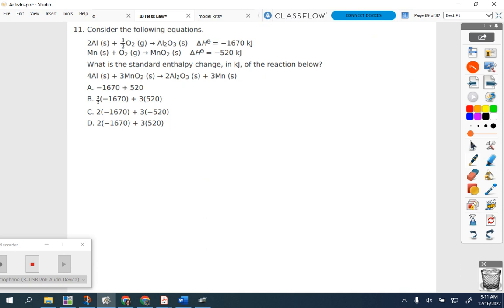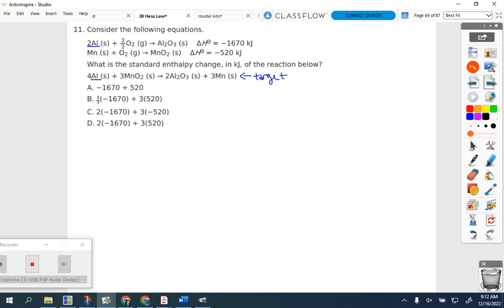All right, number 11. So this is basically another Hess's law, right? We've got 2 known equations and 1 target equation. So what we're going to do is look for the substances of the target equation in our known equations in order to figure out if we need to flip them or multiply them. So I see that I have aluminum, Al by itself, as a reactant, and I see that I have Al up here as a reactant, and that's the only place I have Al by itself.